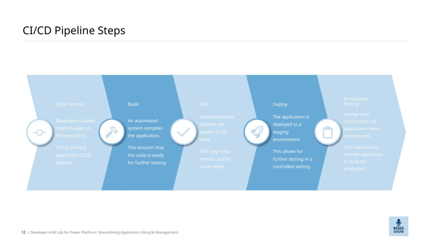This build step is vital because it ensures that the code is properly assembled and ready for further testing and deployment stages. Finally, the process begins with developers submitting their code changes to a repository. This code commit is the very first step in our continuous integration and continuous delivery pipeline, setting everything in motion for a streamlined, efficient application lifecycle management process.